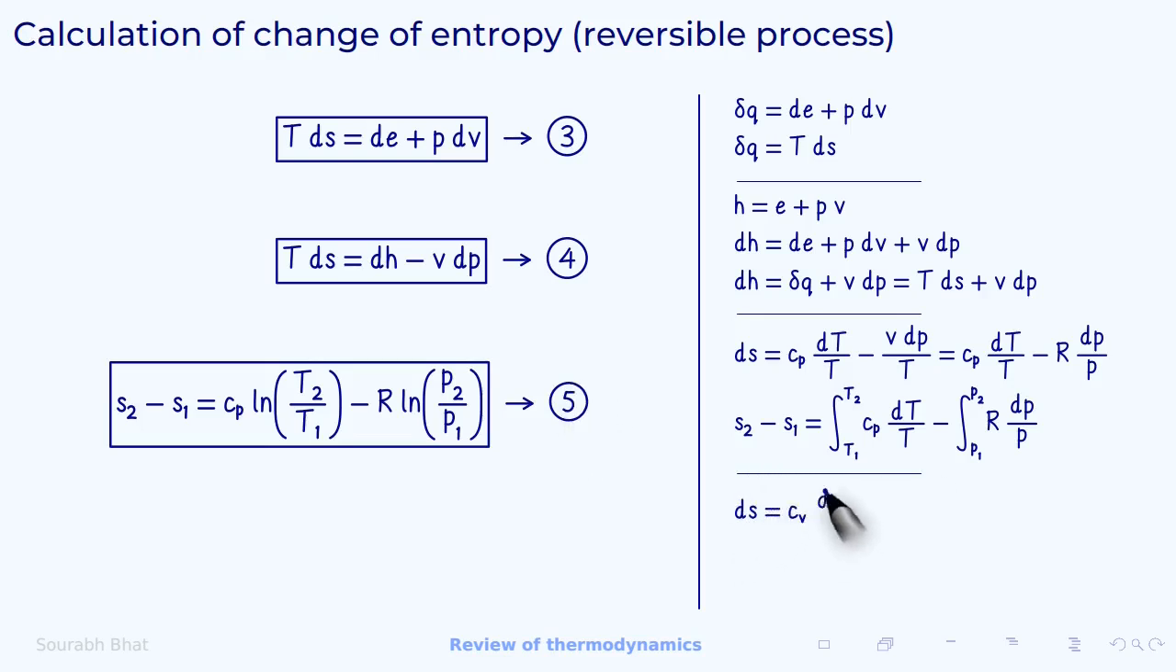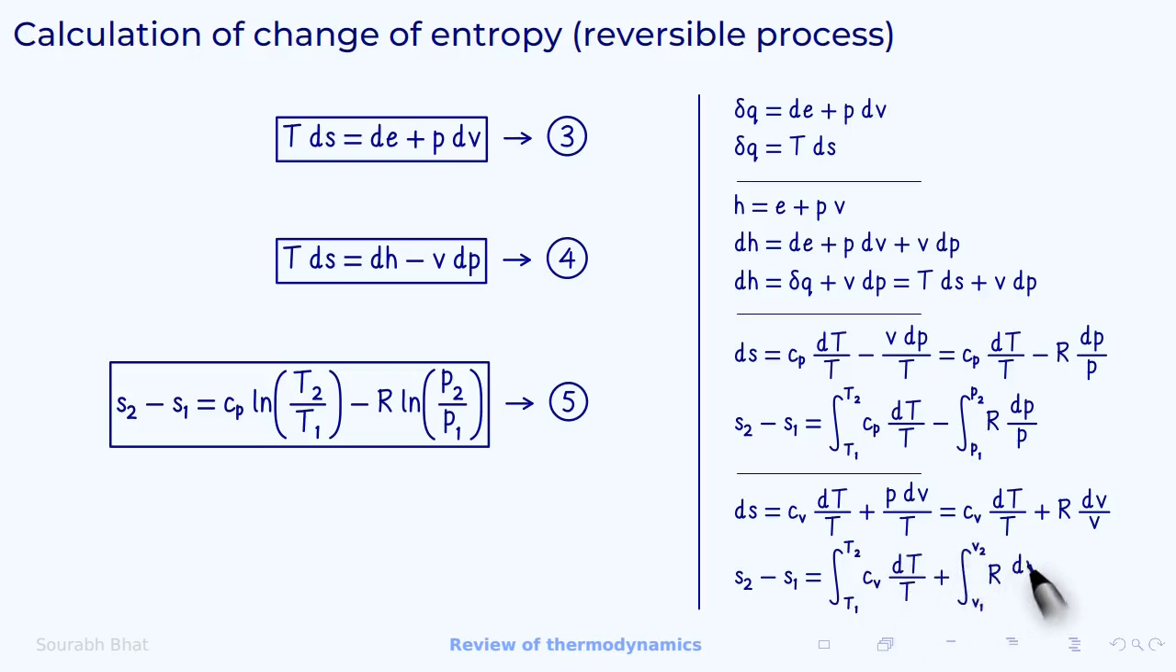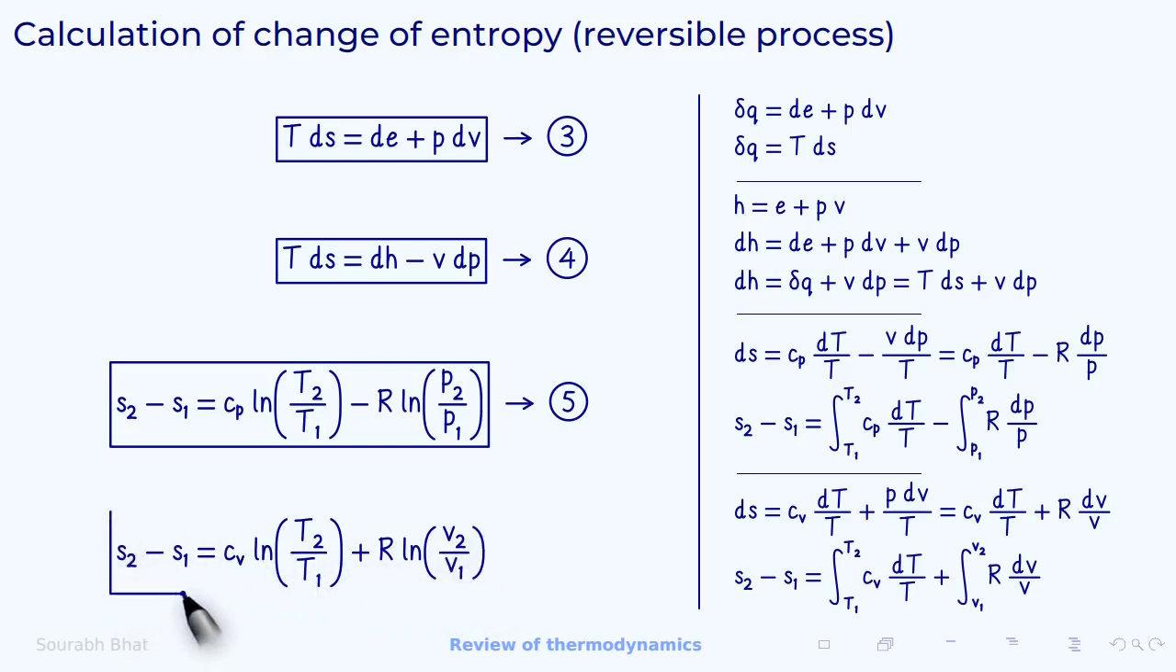Similarly, starting from equation 3 and using the equation of state, we get a differential equation in terms of temperature and specific volume. Now, integrating this equation from state 1 to state 2 gives us another equation for calculating the change of entropy. This equation is useful when we know the temperatures and specific volumes or densities.